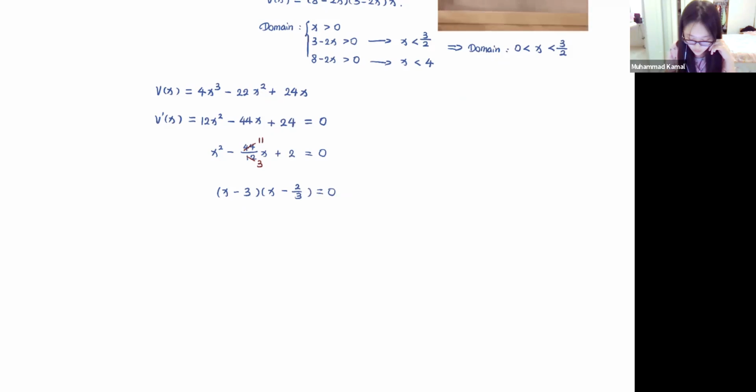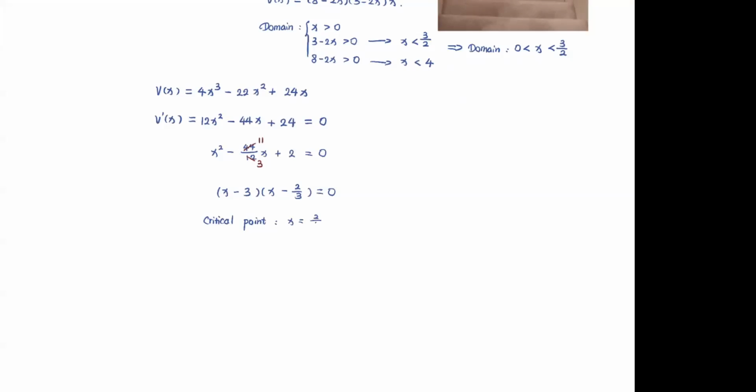Now, can someone tell me what my critical point is in this case? 2 over 3. The critical point is 2 over 3. Why do we discard 3? Because it's outside the domain. Exactly. We discard x equals 3 since it's outside of the domain. So it's not in our domain.